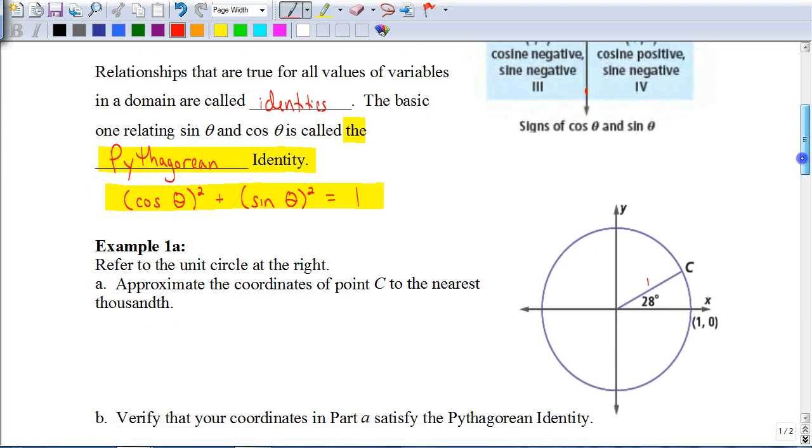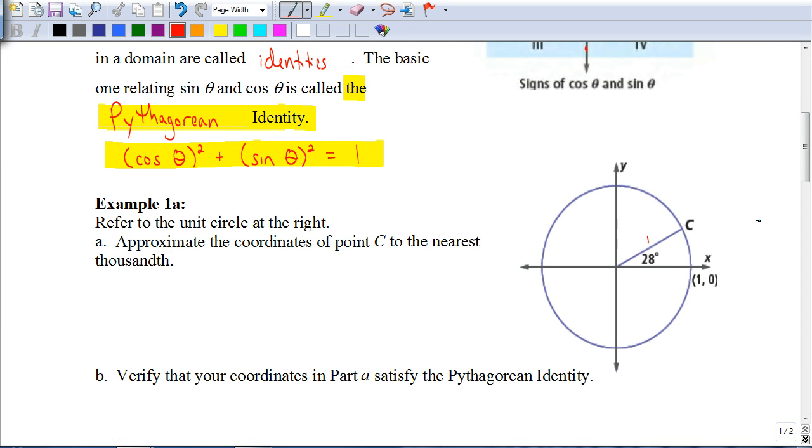Let's look at an example. It says approximate the coordinates of point C to the nearest thousandth. You want to make sure you know that the thousandth would be 3 numbers after the decimal. So we want to estimate the coordinates of point C. This is what we did in the previous section. So you want to remember that the cosine of the angle is your value for x. The sine of your angle is your value for y.